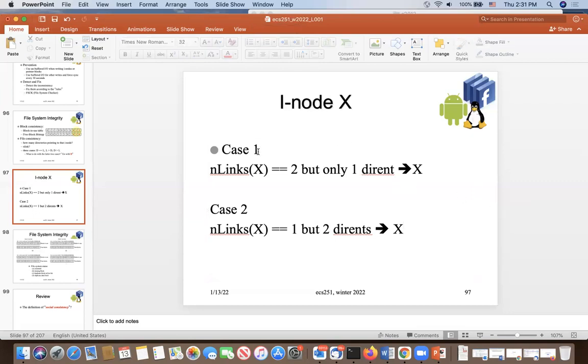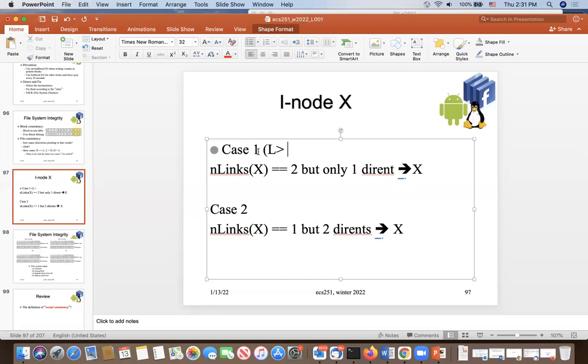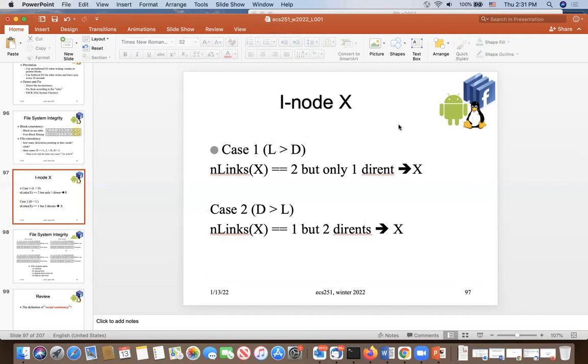So the first question, of course, is L is greater than D. And case 2 is D greater than L. I think case 2 is more serious. That's right. Maybe if the operating system deletes the file and then someone accesses that block and overwrites that block, it might be done. You guys are right, now you get it right.